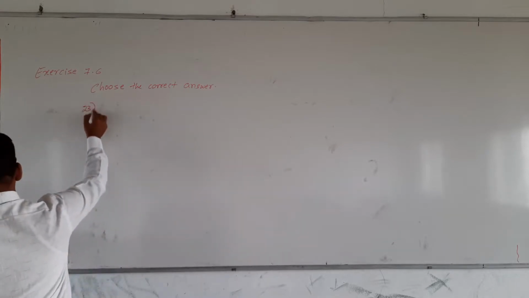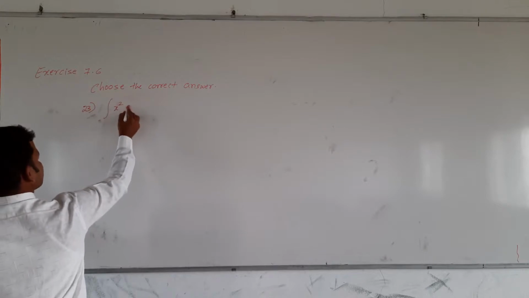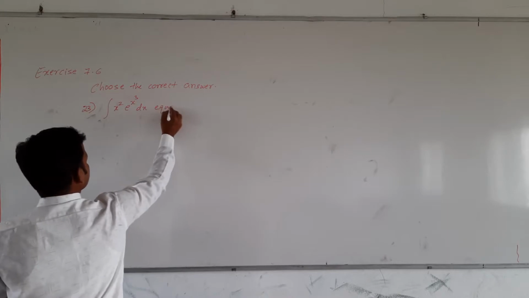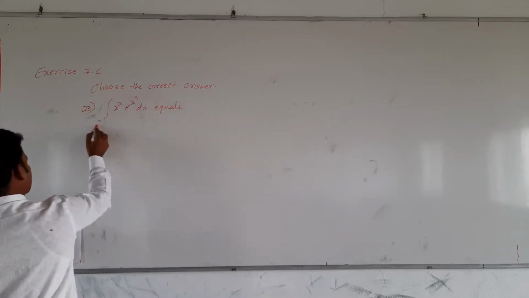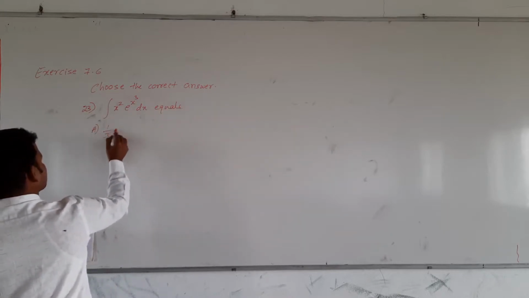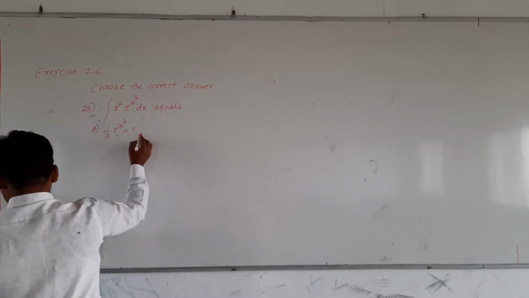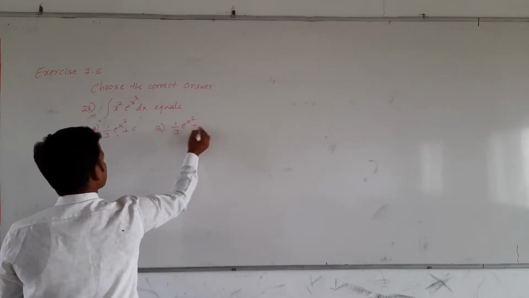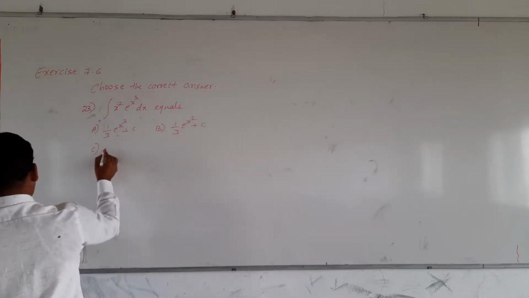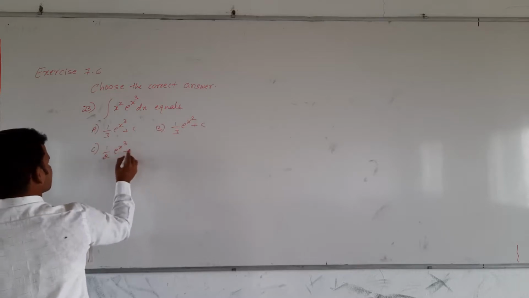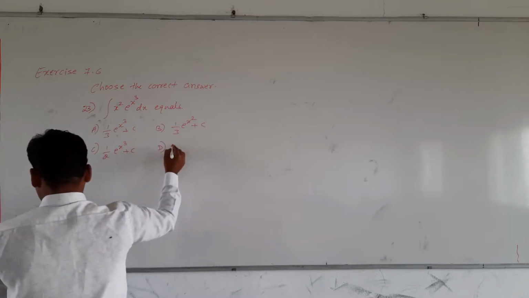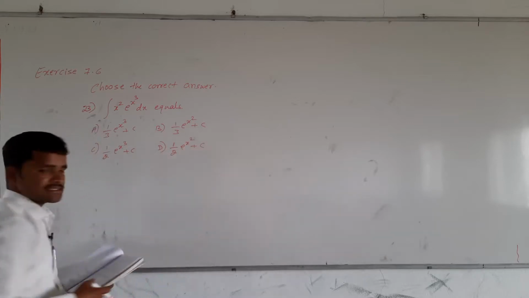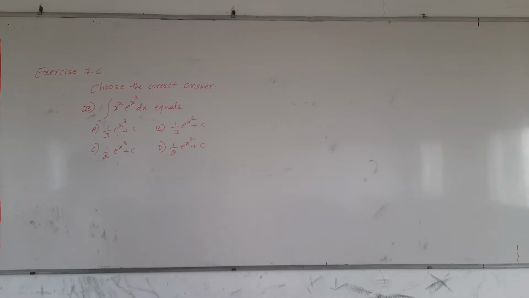23rd problem is integration of x square into e raised to x cube into dx equals: option A, 1 by 3 into e raised to x cube plus c; option B, 1 by 3 into e raised to x square plus c; option C, 1 by 2 into e raised to x cube plus c; option D, 1 by 2 into e raised to x square plus c. Very simple it is. Let me solve.